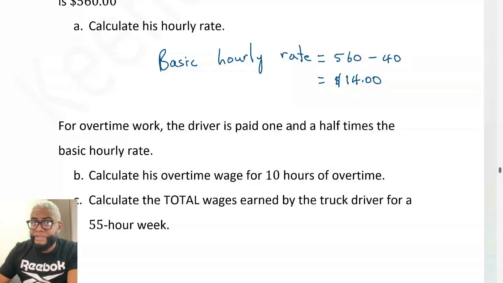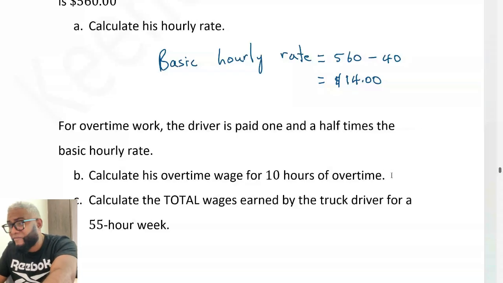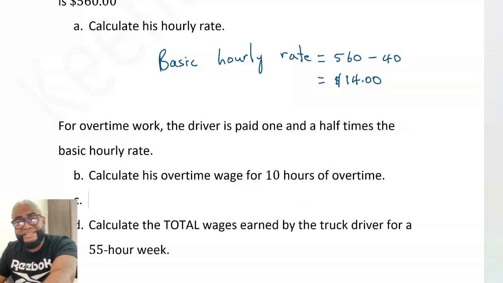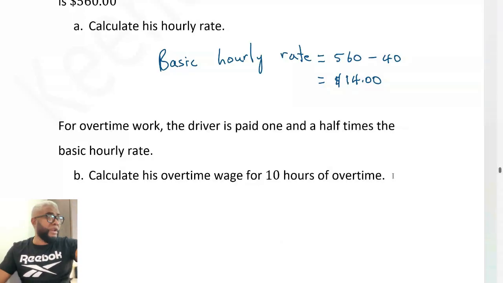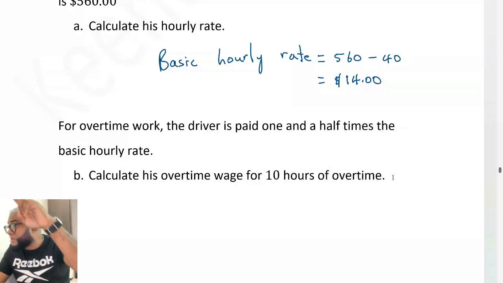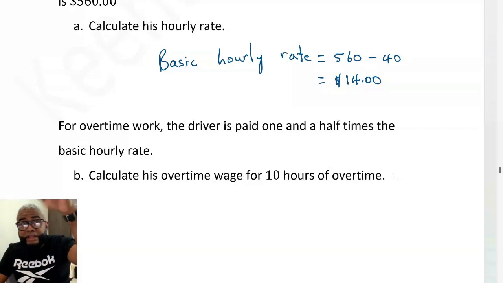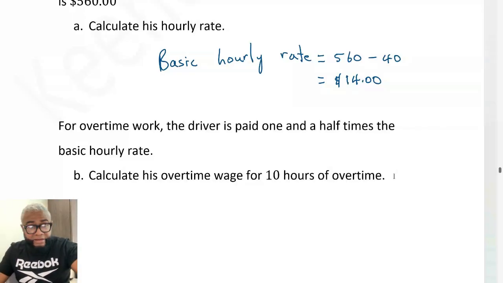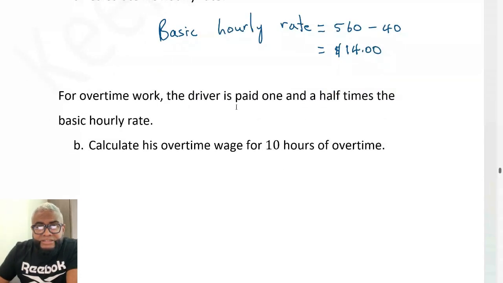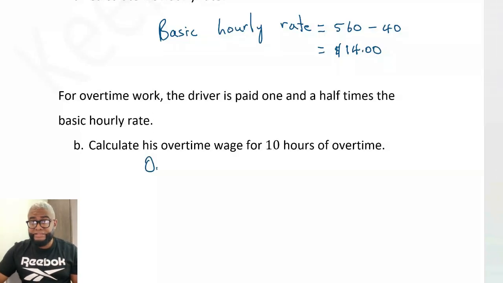For overtime work, the driver is paid 1.5 times the basic hourly rate. Please do not let the time and a half and double time terminology tie you up. Time and a half is 1.5 times the basic hourly rate. Double time is 2, triple time is 3; you're multiplying. Simple stuff. Calculate the overtime wage for 10 hours of overtime work. So we must first calculate the overtime hourly rate.